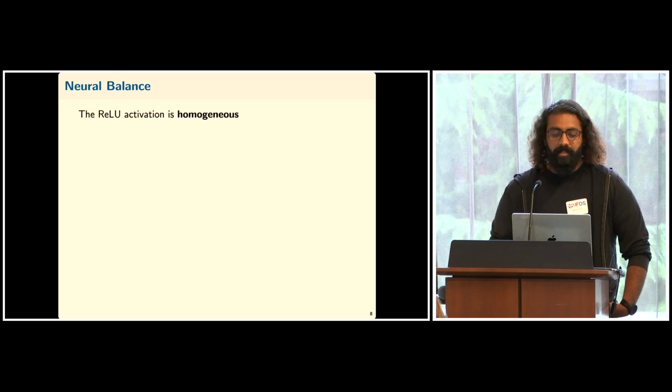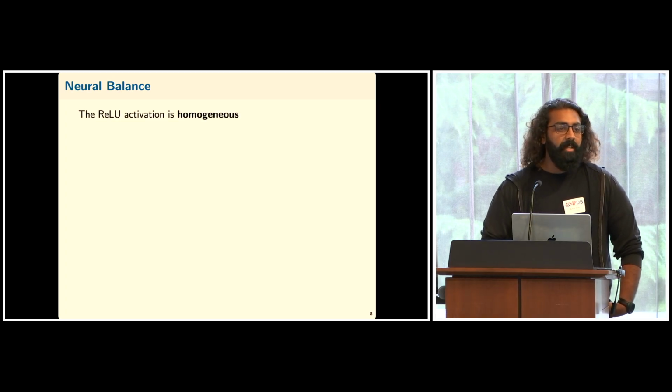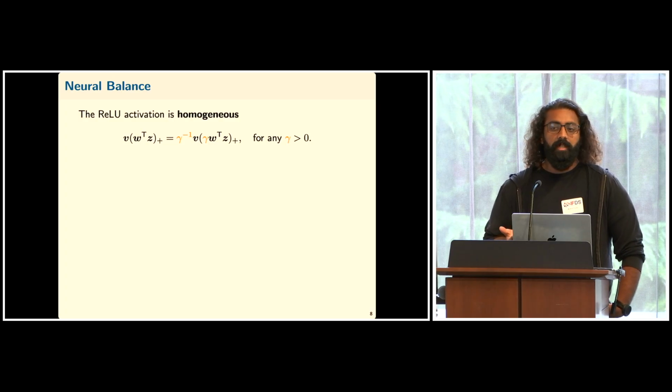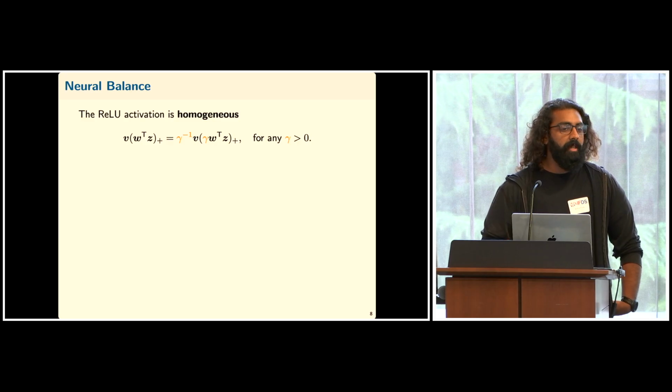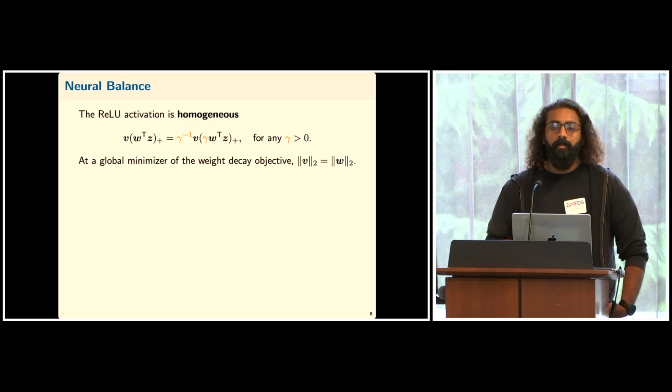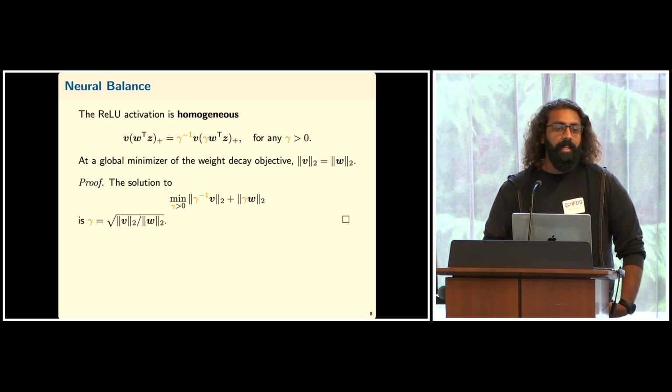Okay, so then coming back to this whole neural balance idea, it's not a very complicated thing, actually. It's just happening because the ReLU is a homogeneous function, which means I can just scale up the input weight W by some positive factor gamma, scale down the output weight V by the exact same factor, and then the function mapping of this neuron remains unchanged. And this is exactly why at a global minimizer, the norms of these two guys are equal. And the proof is actually just one line.